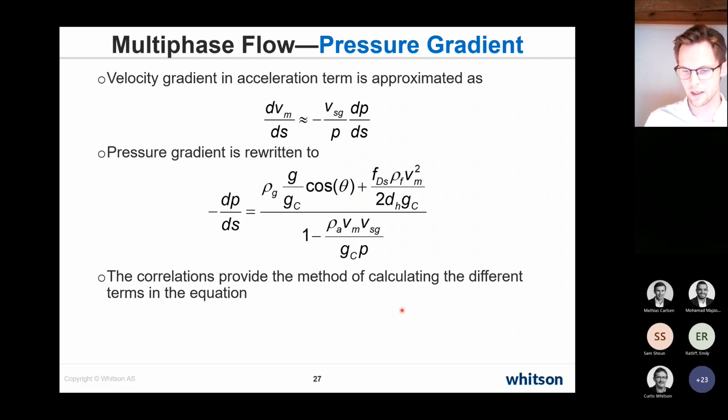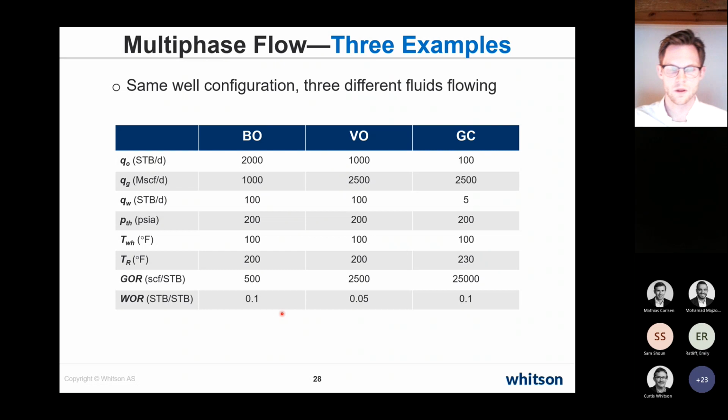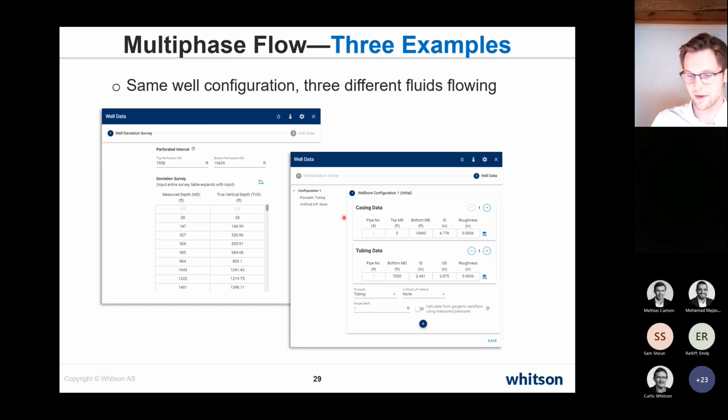The only thing that differs between the correlations is how they compute some of these properties, the averaging of them, essentially. So to understand all of these equations and what they express, I'm going to plot a couple of key things like pressures and liquid holdups in the well for three different fluids. A black oil, a liquid-rich well, a mix of liquid and gas, and a gas-rich well. The well has the same configuration for all three fluids. Same well deviation survey, same casing and tubing. And there's no artificial lift in this case, just to make it simple.